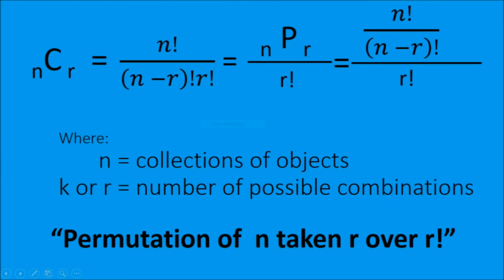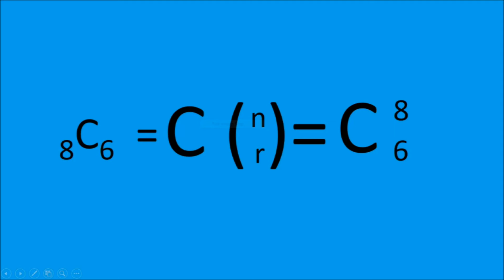Here's another formula in computing problems in combination through the use of the formula in permutation. As we recall the formula in permutation, permutation of n taken r over r factorial, wherein the permutation of n taken r is equal to n factorial over the difference of n and r factorial. It can also be expressed in this way: combination, parenthesis, the value of n is on the upper and the value of r is on the lower.